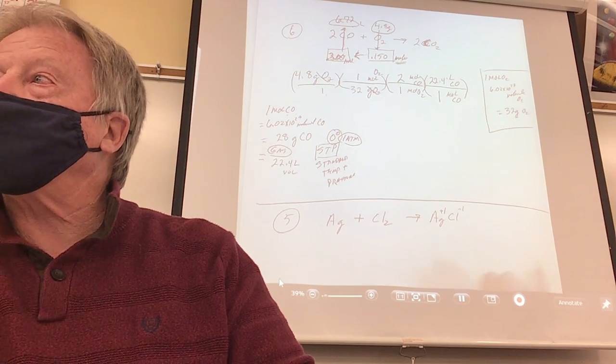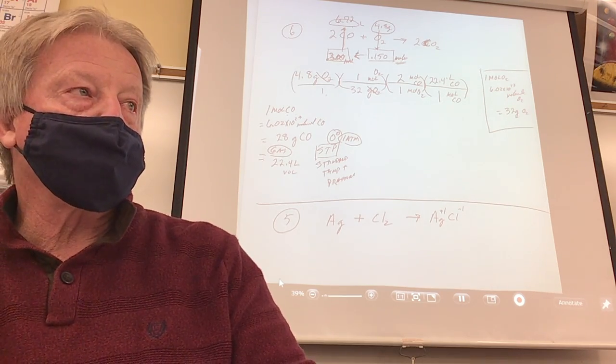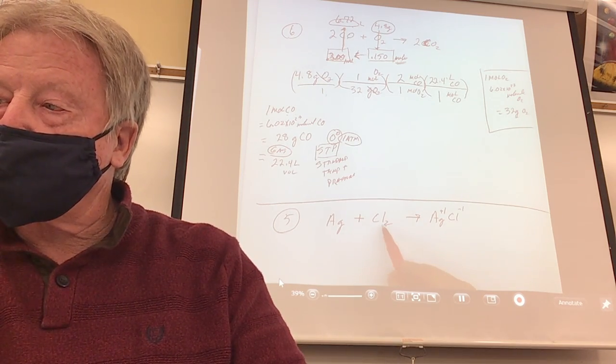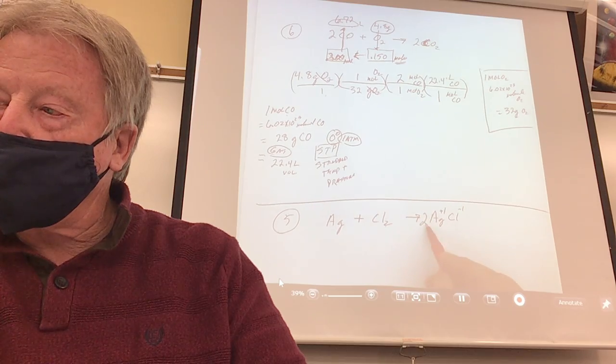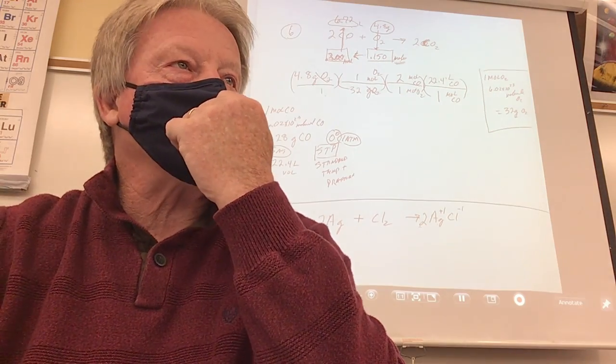Now, don't do stoichiometry unless you have a balanced equation. So we have to balance the equation. That's not so hard. Look, 2. There you go. All right. Everybody okay balancing equations?